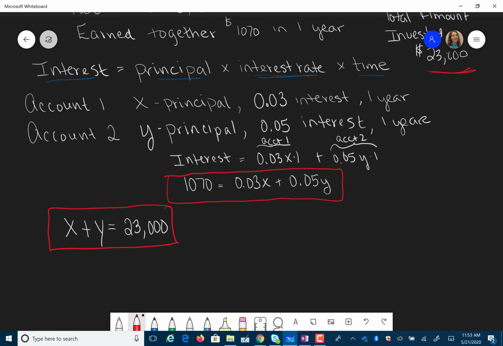So we start out by doing this. We're going to use something called substitution. And for substitution, what you're going to do is you're going to come up with an expression for one of the two variables that you can substitute back in. So we said we had x plus y equals 23,000. So that means that y is going to be 23,000 minus x. And we can take that and we can substitute that back into the equation right there. So that's what we're going to do.